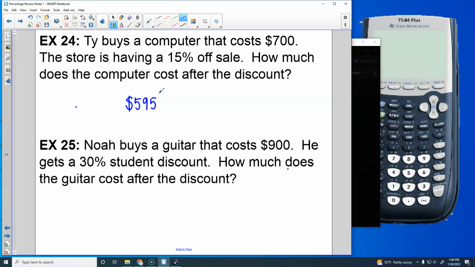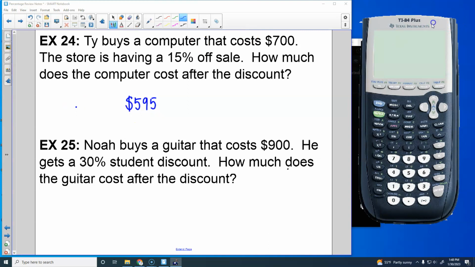I want you to ask yourself that at the end of every one of these problems. Is this reasonable? How did you guys do the problem? Somebody tell me what you did. What'd you do, Evan? 700 times 0.15.